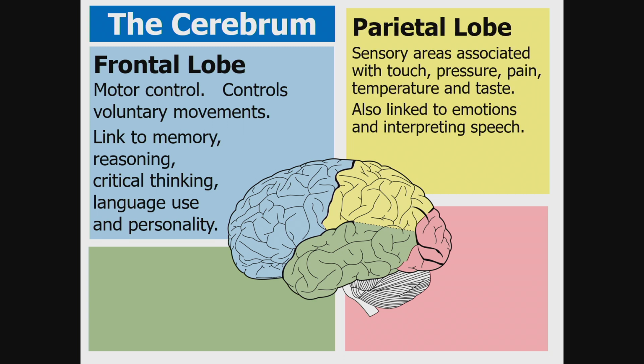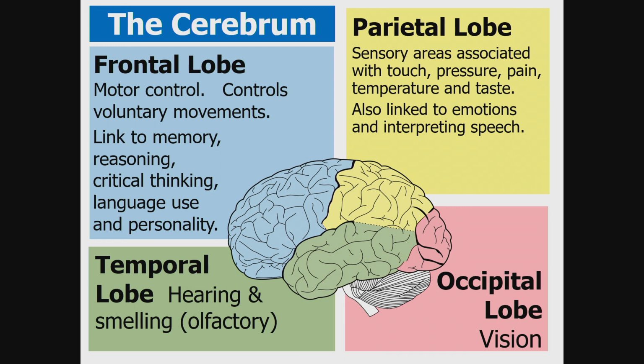The parietal lobe, so top back, includes sensory areas associated with touch, pressure, pain, temperature, and taste. It's also linked to emotions and interpreting speech. The occipital lobe is for vision, and the temporal lobe is for hearing and smelling. We refer to the sense of smell as olfactory reception.